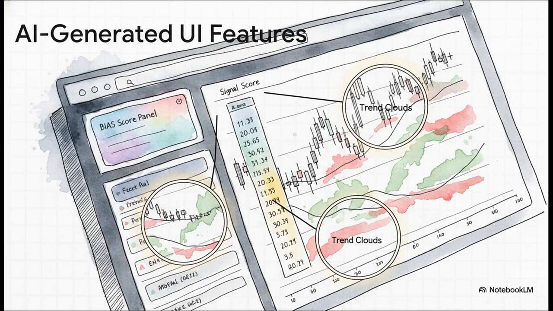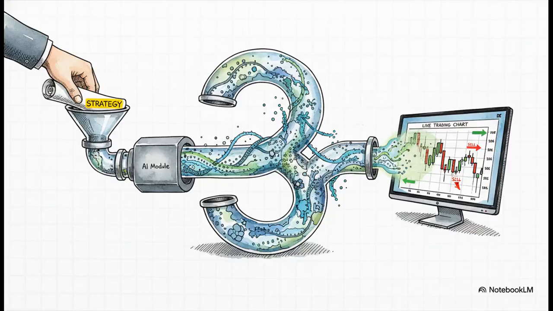The AI literally generated the code for all of these complex features you see here. We're talking about the dynamic bias score panel that shows you market sentiment, that real-time signal score column, and even those adaptive red and green trend clouds. I mean, these are seriously sophisticated UI elements, and they were all built from simple, logical descriptions of what was needed. And that brings us to the final piece of the puzzle, Pillar 3, the logic pipeline.